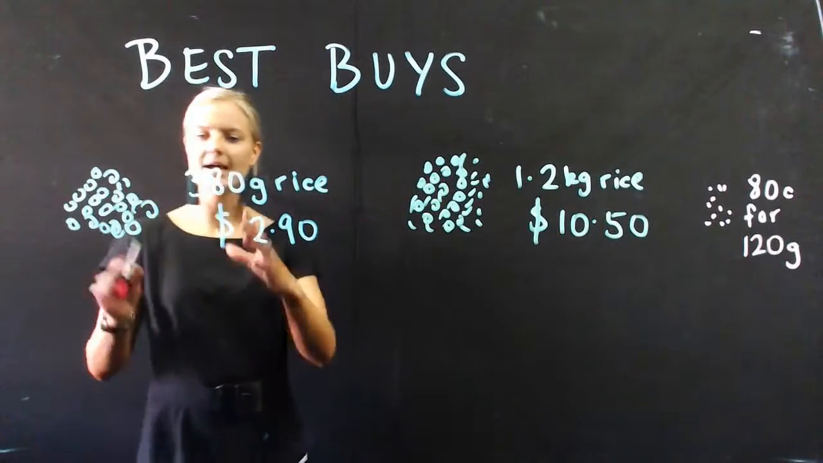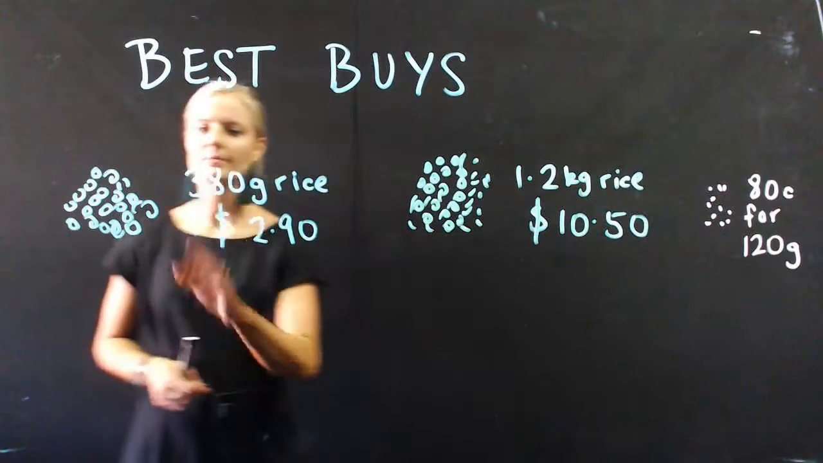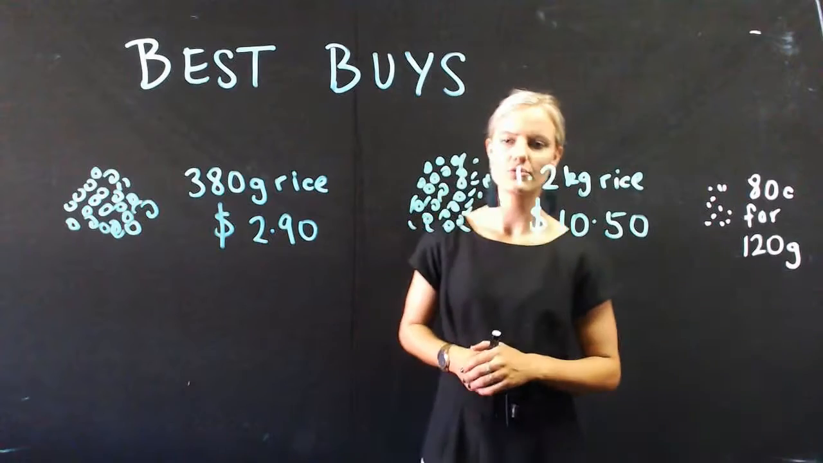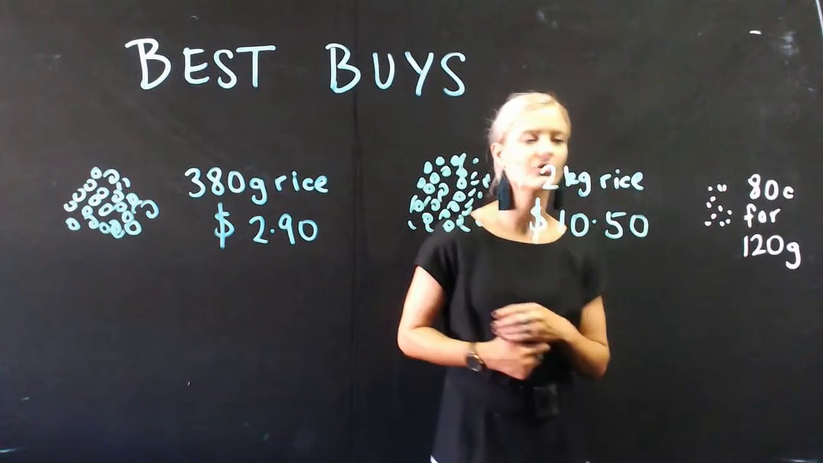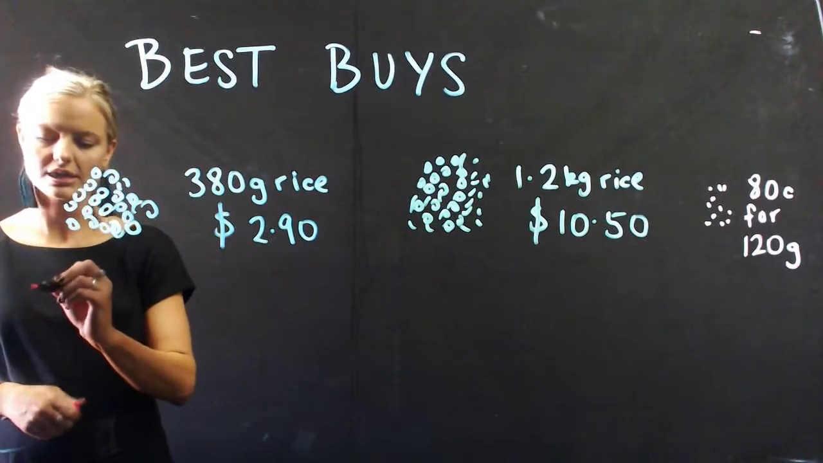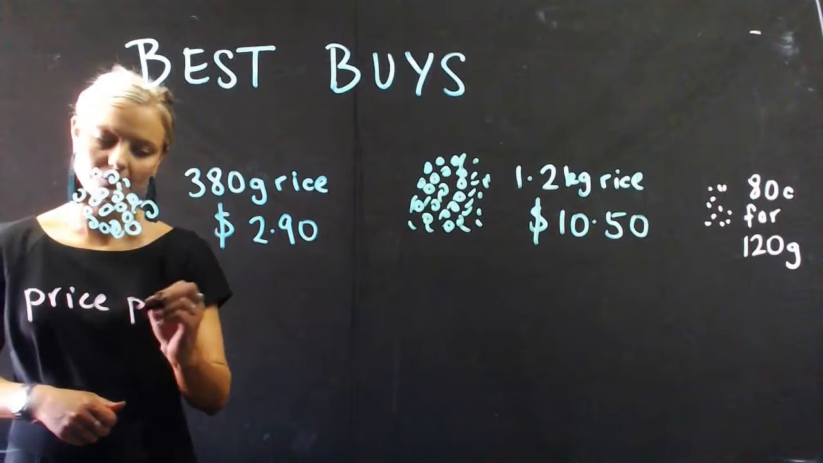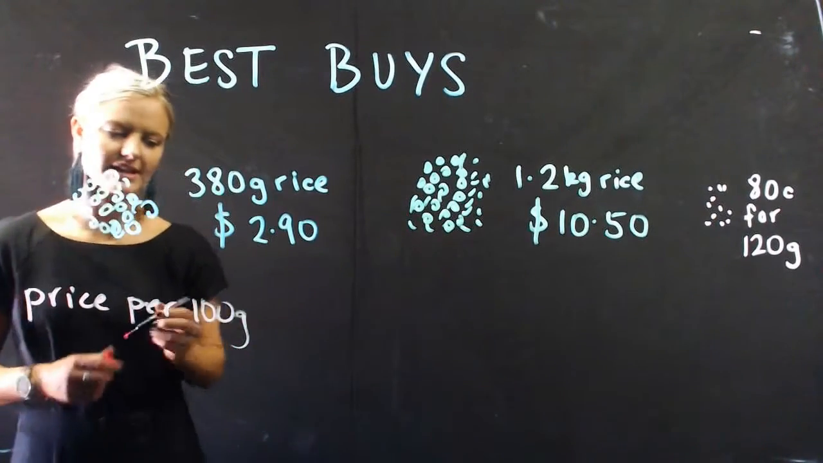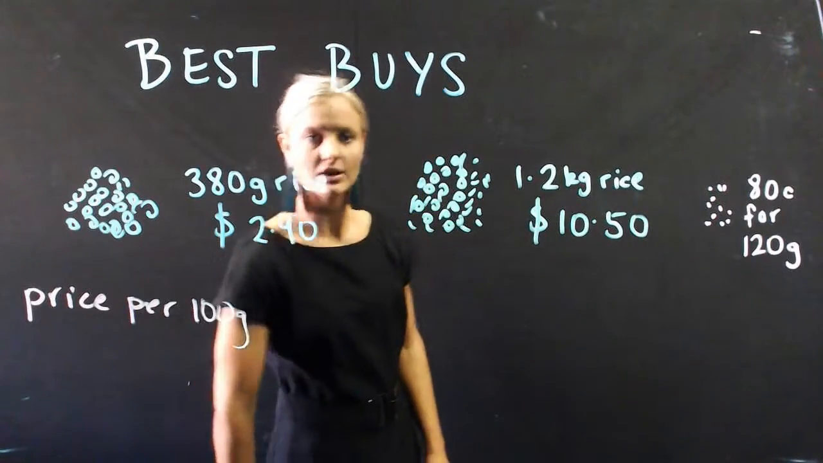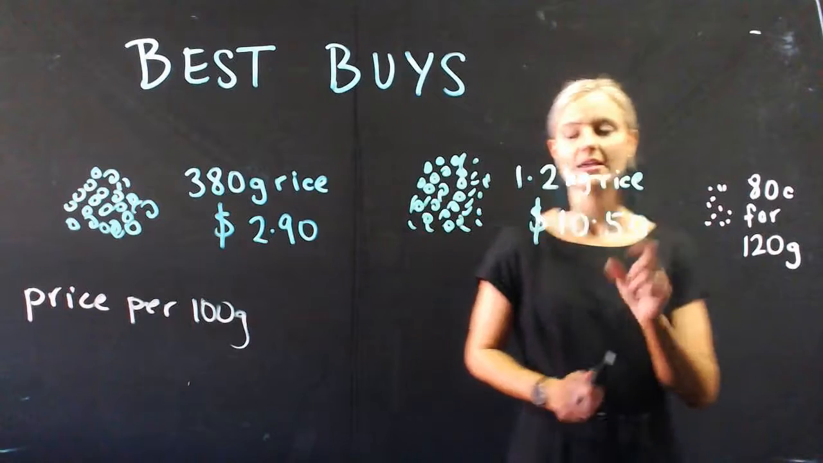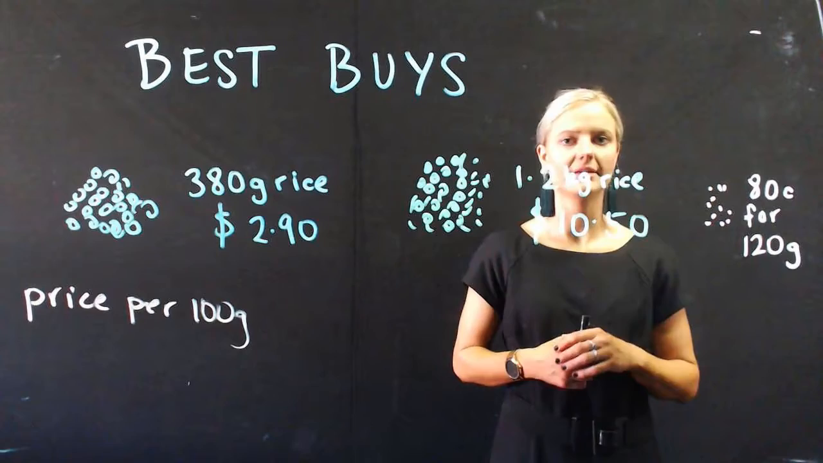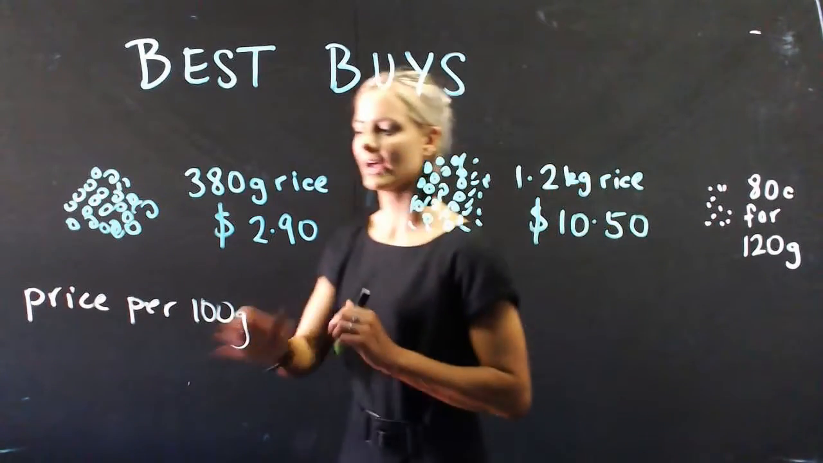Let's look at the best buy for packets of rice. We've got 380 grams of rice for $2.90, 1.2 kilograms of rice for $10.50, or 80 cents for 120 grams of rice. Now the question states that you must find out the price per 100 grams. Okay, so we want to find out how much each of these is per 100 grams. That's the sort of thing that a lot of grocery stores will actually state on their packaging. They'll show unit pricing so that as a customer, we can compare easily. Price per 100 grams.